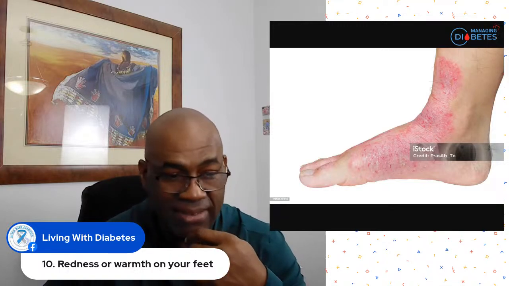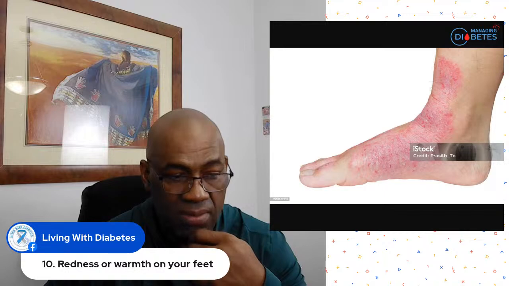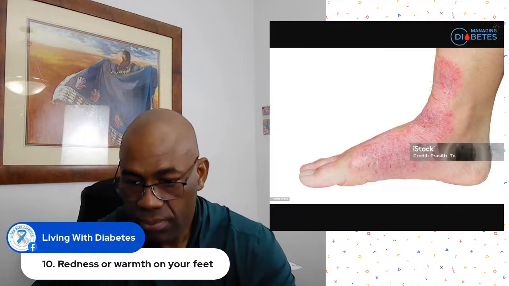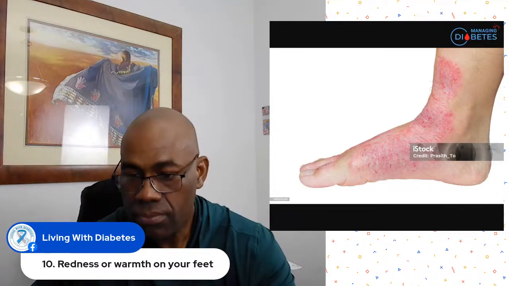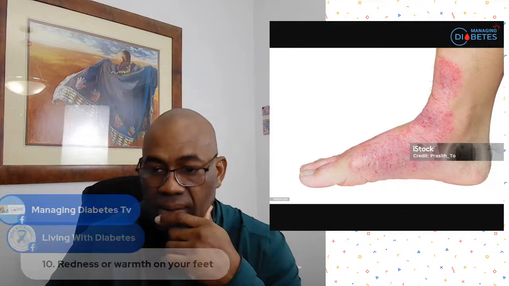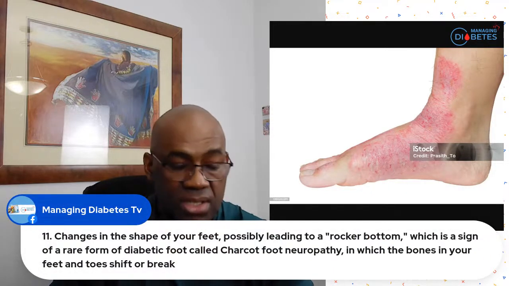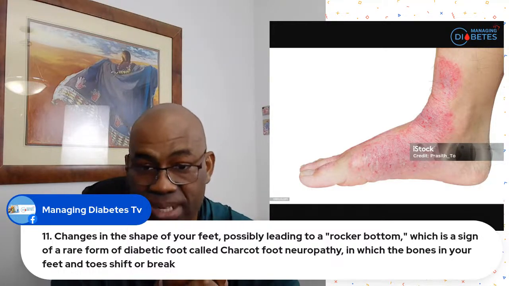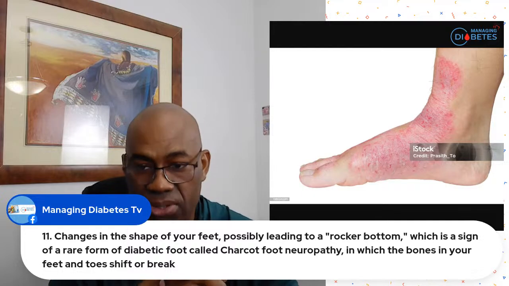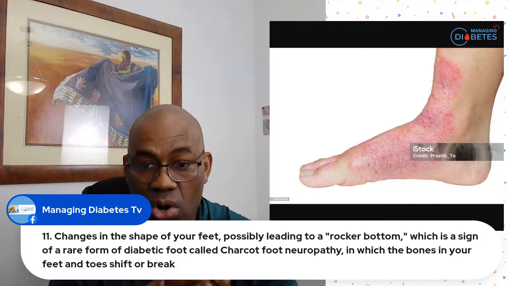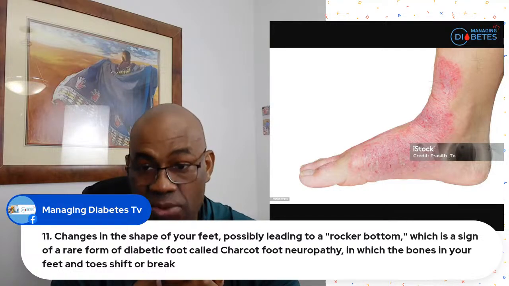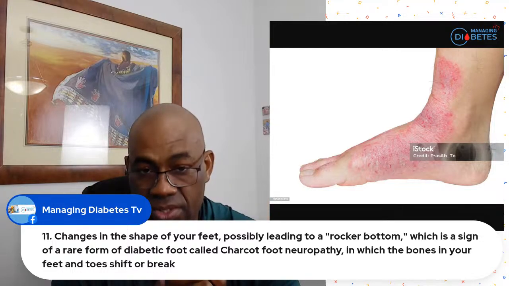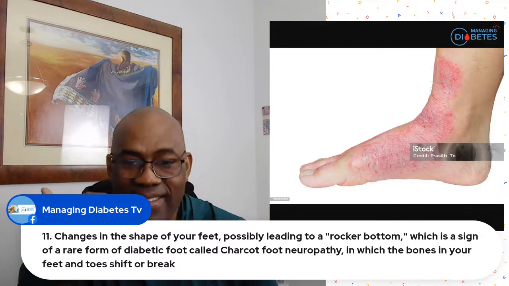Now let's go to number 11, which is the final stage. Changes in the shape of your feet, possibly heading to a rocker bottom, which is a sign of a rare form of diabetic foot called Charcot foot neuropathy, in which the bones in your feet and toes shift or break. So the way I listed it is the sequence of the early stages of diabetic foot.